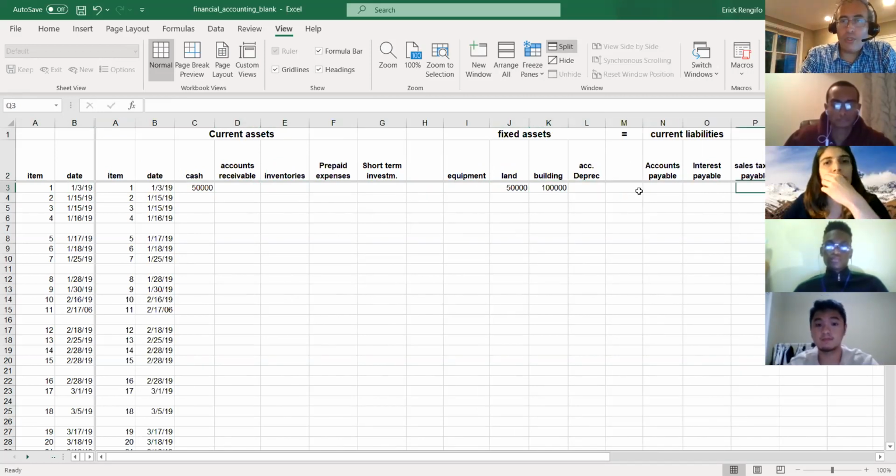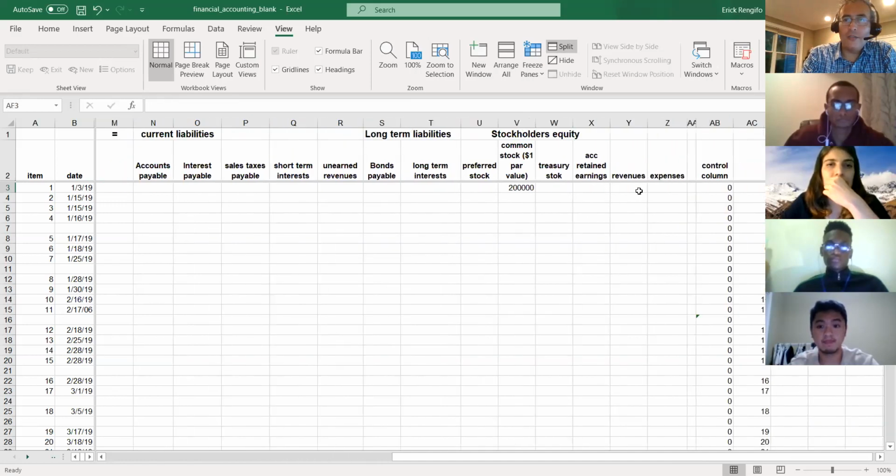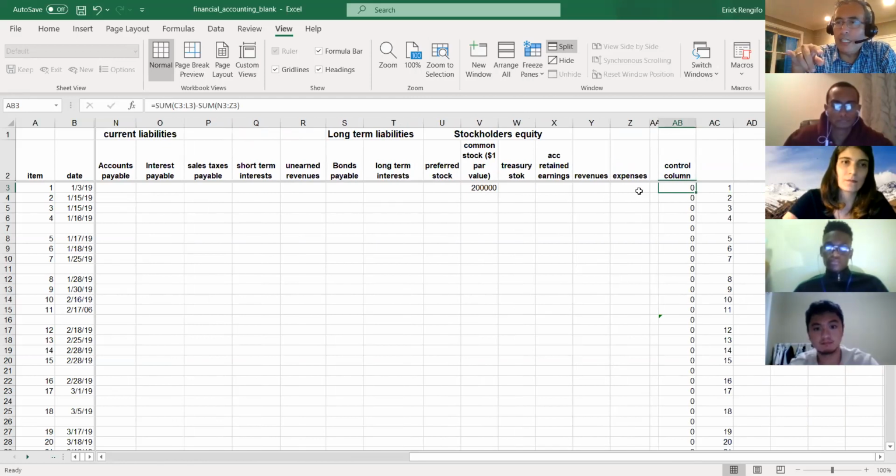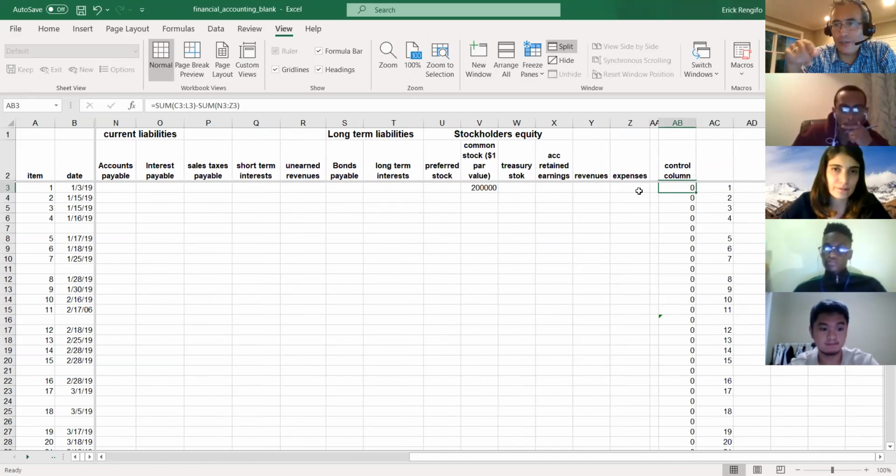Now, are we satisfying our identity? Yes. You see that? I haven't modified anything. The sum of the assets equals the sum of liabilities plus equity. Make sense to you? You understand this transaction?